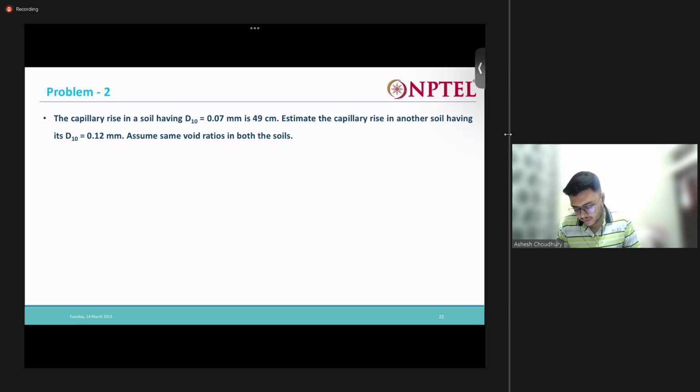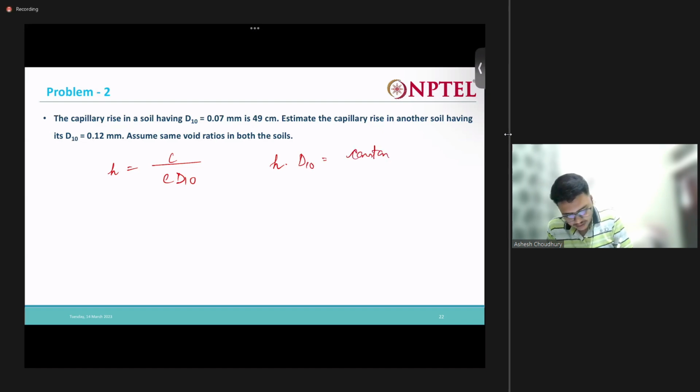The next question: the capillary rise in a soil having D10 equal to 0.07 mm is 49 centimeter. Estimate the capillary rise in another soil having effective size D10 as 0.12 mm. Assume the same void ratios in both soils. So we can write like this. My formula was h by C e D10, so h into D10 is equal to a constant.